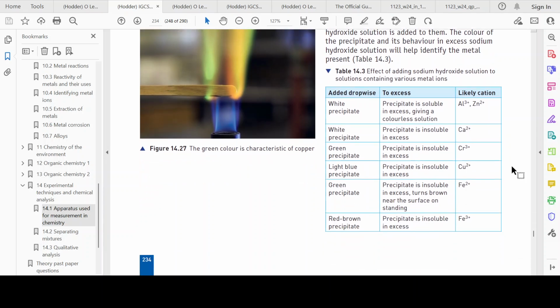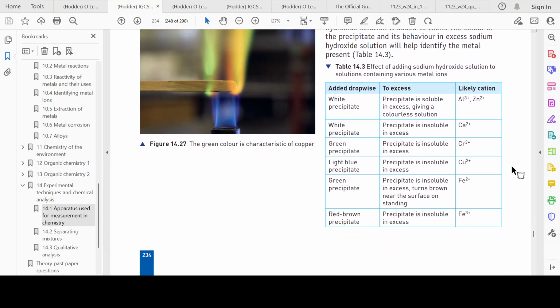You can see over here, if you have a white precipitate, it's likely to be aluminum or zinc, right? The precipitate is soluble in excess, giving a colorless solution. If you have a white precipitate that is insoluble in excess, then it is most likely calcium. If you have a green precipitate that is insoluble in excess, then it's chromium. Light blue, insoluble in excess, that's copper 2.